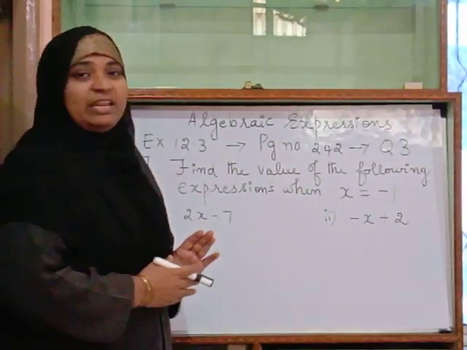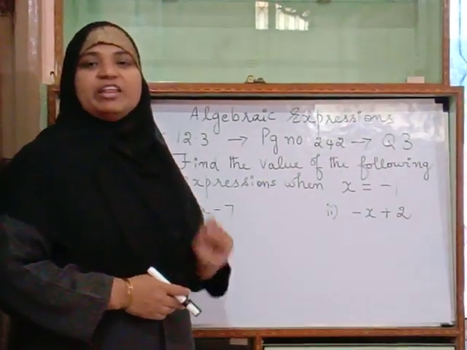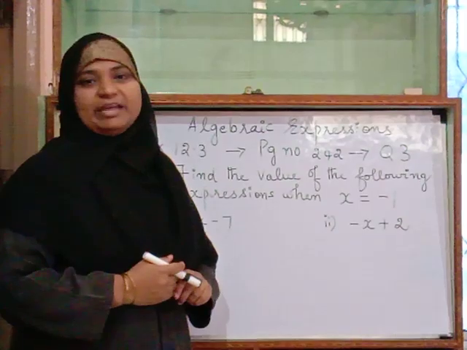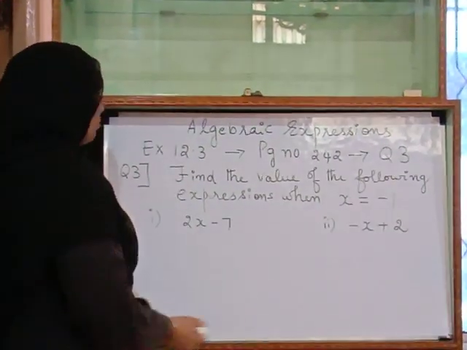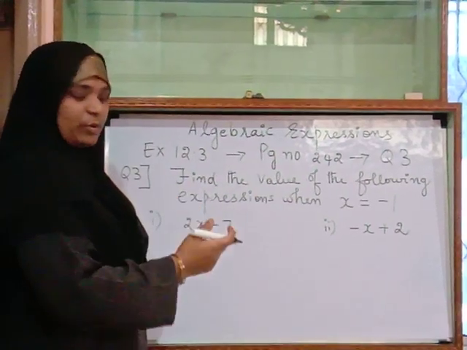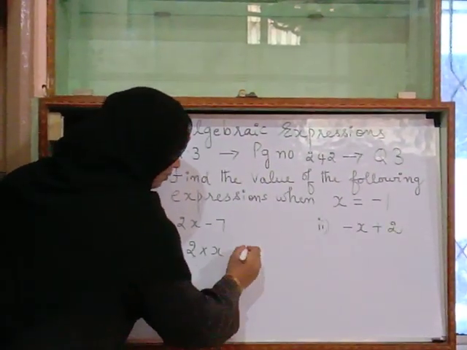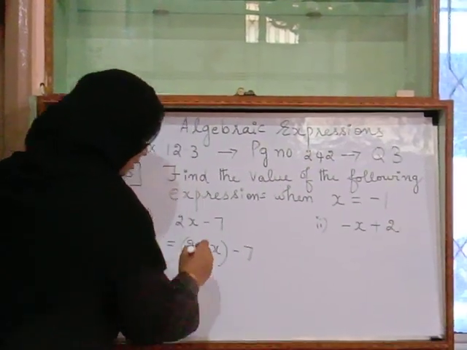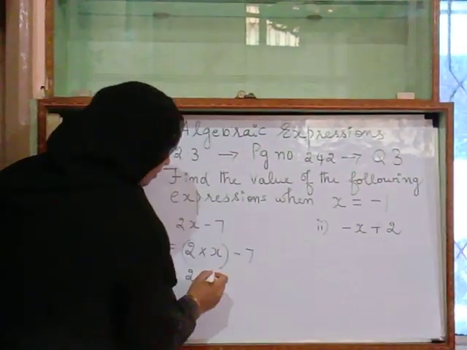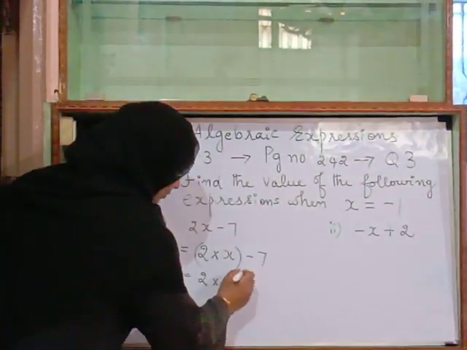So what does it mean? The value of x is given as minus 1. Wherever you have x, you are supposed to substitute the value as minus 1. So now we'll move on with the first problem. 2x is same as 2 into x. So we can write this as 2 into x minus 7. Now the value of x is given as minus 1. So we are only substituting here.